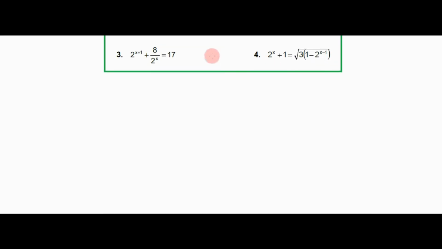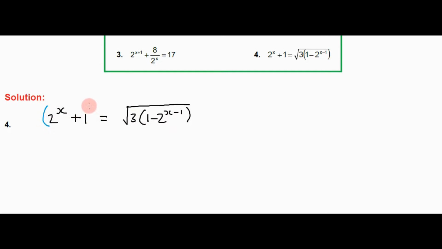Let's solve the last equation. Here we have 2 to the x plus 1 equals the square root of 3 into 1 minus 2 to the x minus 1. Now the first step here will be to get rid of the square root on the right hand side, and we can do so by squaring both sides. We know that the square root of a squared is equal to a.